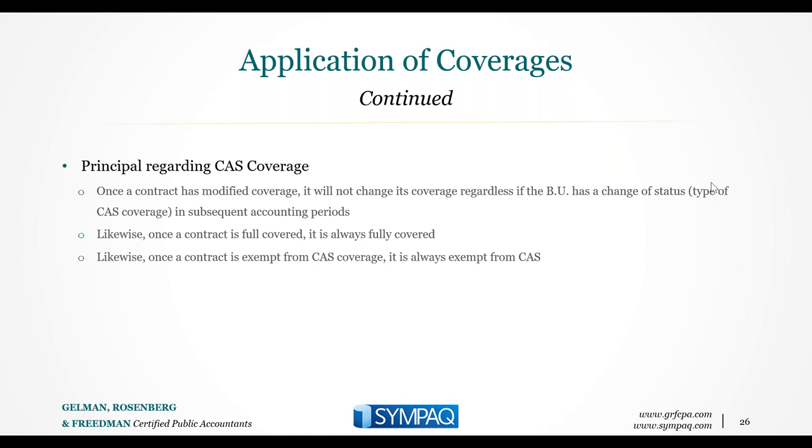Something DCAA does when reviewing contracts for CAS coverage is just look to see if the CAS clause is there. But the CAS clause is self-deleting. The first phrase in the first sentence of the CAS clause is "unless one of the exemptions applies," and it goes on to say then this contract is CAS covered. When the contract is awarded, the contractor provides certain representations, including what level of CAS coverage this contract is going to be. And while the contractor is still thinking about that and the documents are still there, it's a good idea to record whether that contract is exempt from CAS and why, or modified coverage and why, or full coverage and why.